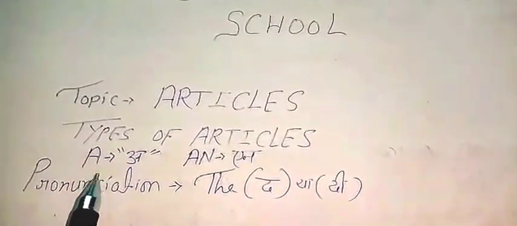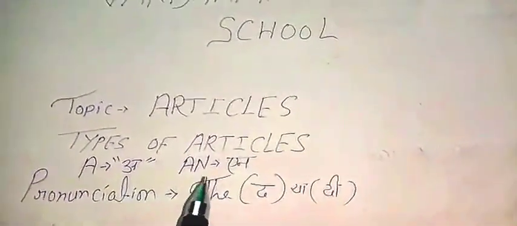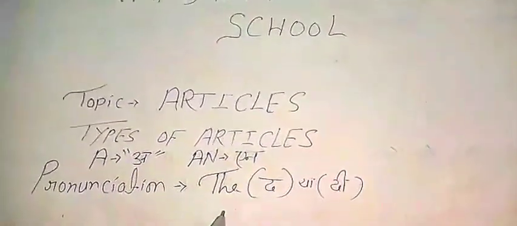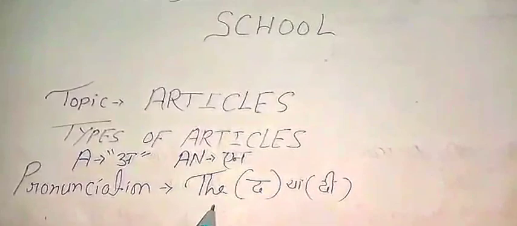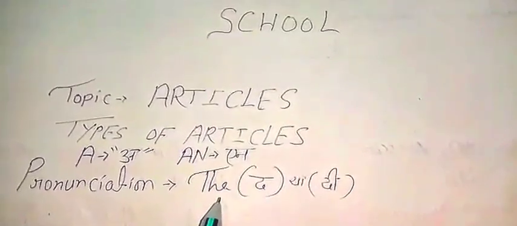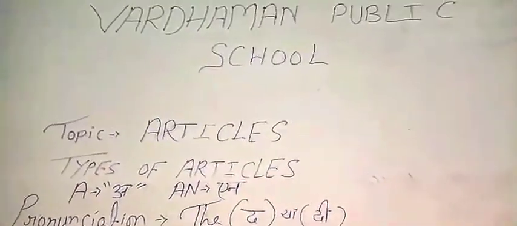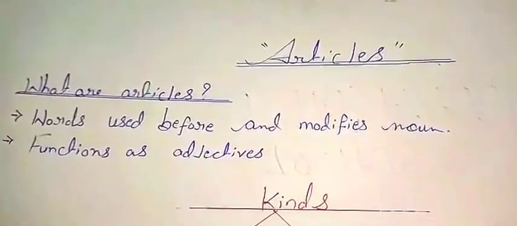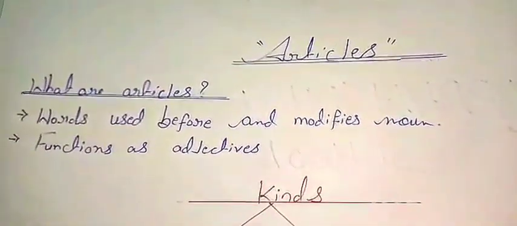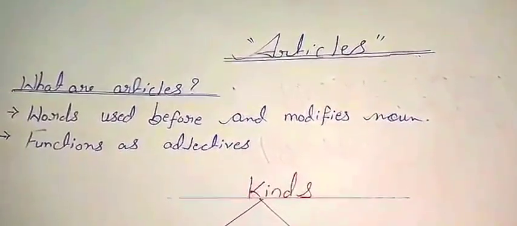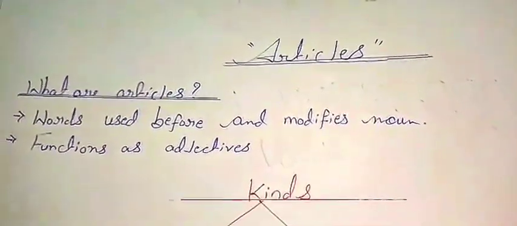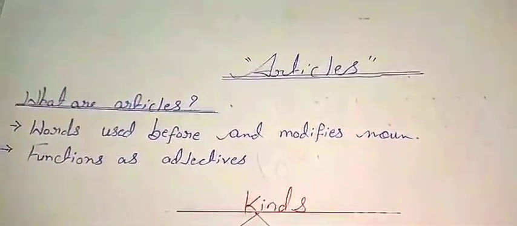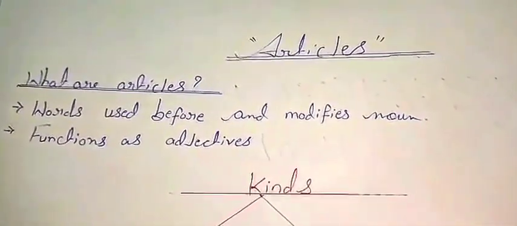A is pronounced as a, an is pronounced as an, and most people are confused about how to pronounce the. The can be pronounced as thuh or thee. So in this video we are going to learn this. Let's start. Articles. Firstly we have to see what articles are. Articles are the words which are used before and modify the noun and function as adjectives.